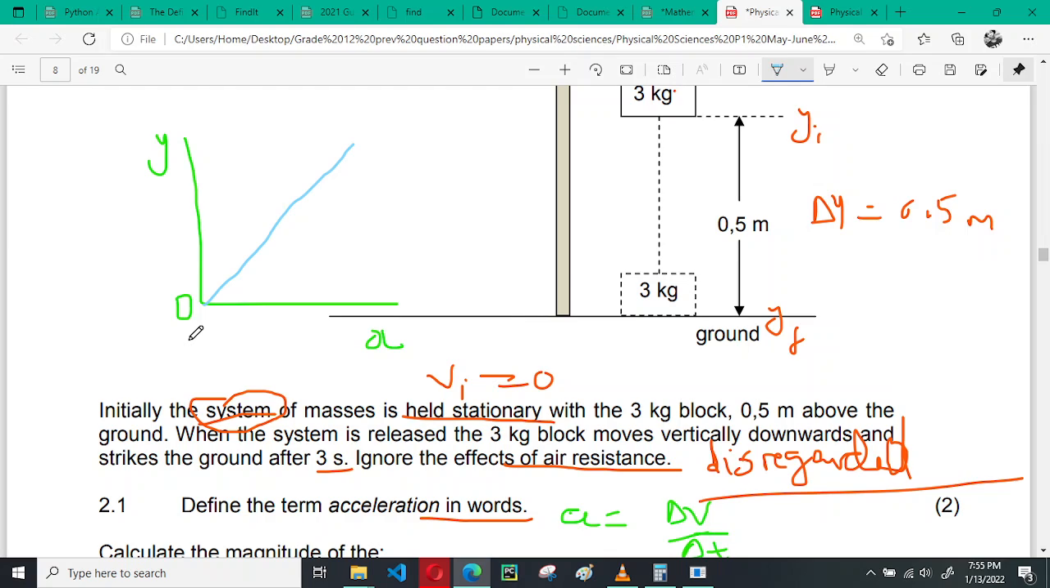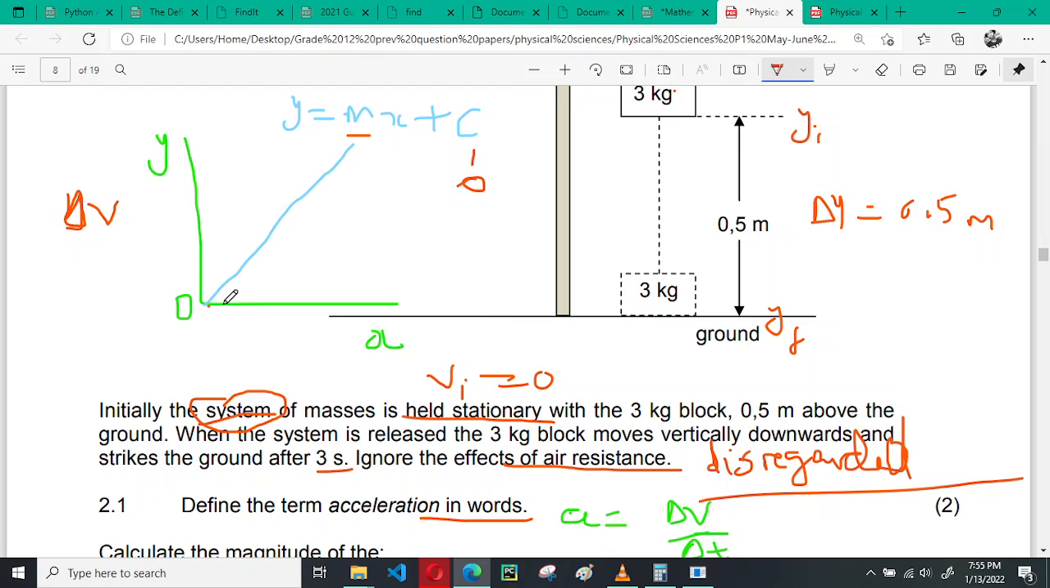But note that c is 0 in this case because our graph cuts through the origin, and also that our gradient, the slope of this line, is our acceleration. So in physics we do it this way. We're going to have our y being change in velocity, and then our x being change in time. How much does velocity change in a certain time?